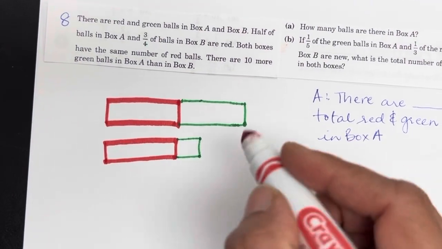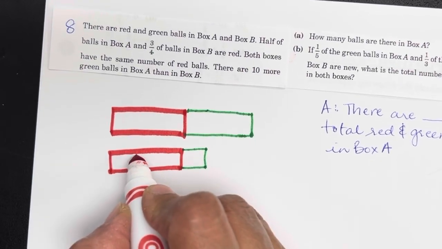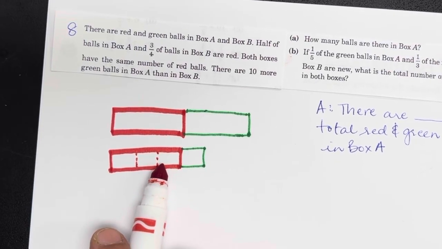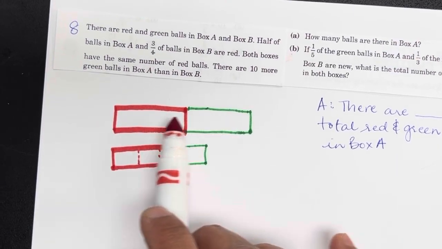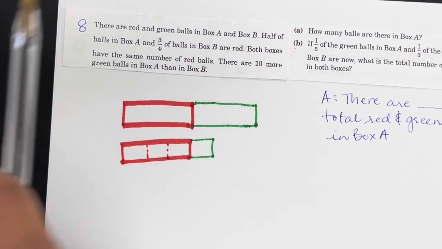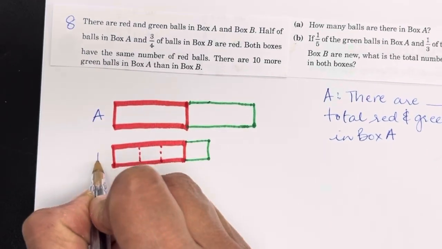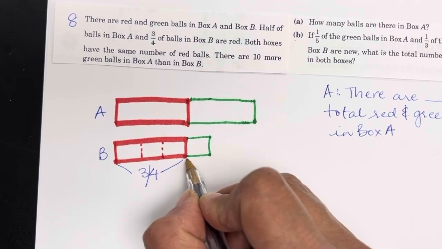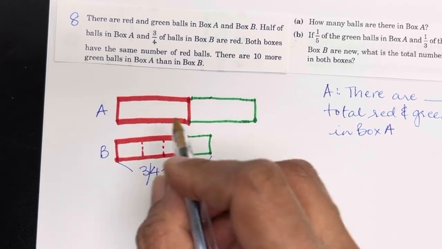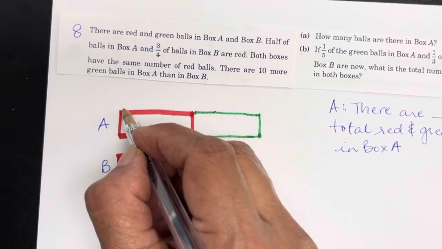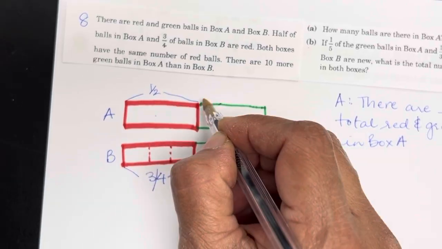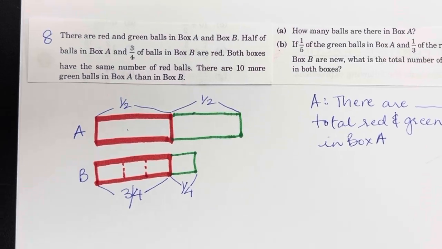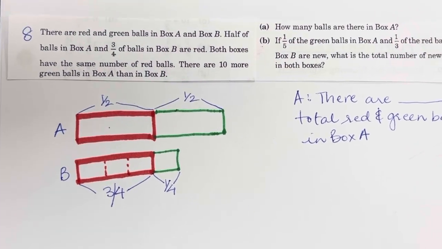So now this is how we show that 3/4 of box B are red, and this is how we show 1/2 of box A are red. Okay, so this is box A, this is box B, this is 3/4, this is 1/4. And over here we have half and half. Now we know there are 10 more green balls in box A than in box B.